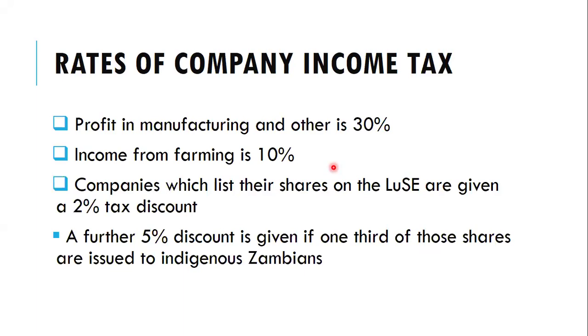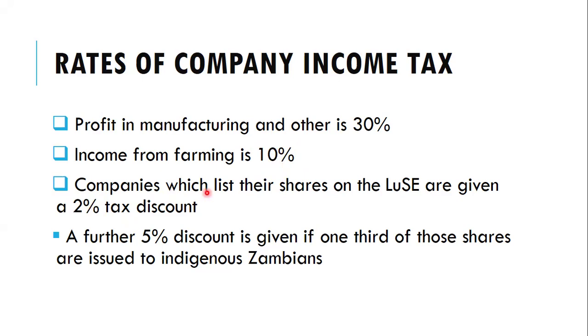Okay, so now the rates of income tax. For profit on manufacturing and other companies, it's 30%. Then income from farming. Whether it's a sole trader, a partnership, or a company, the tax rate on farming income is always 10%. So that 10% doesn't change. It is consistent regardless of the type of entity you're working with, right?